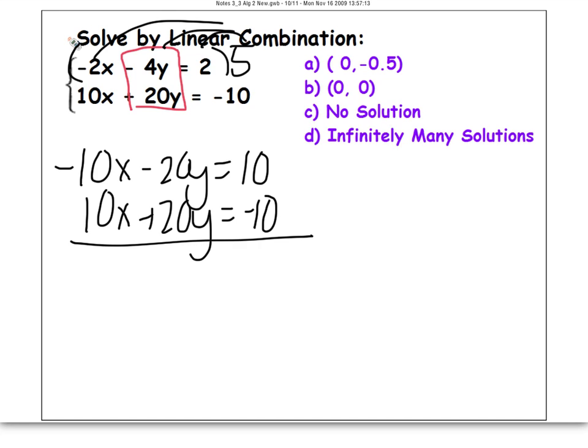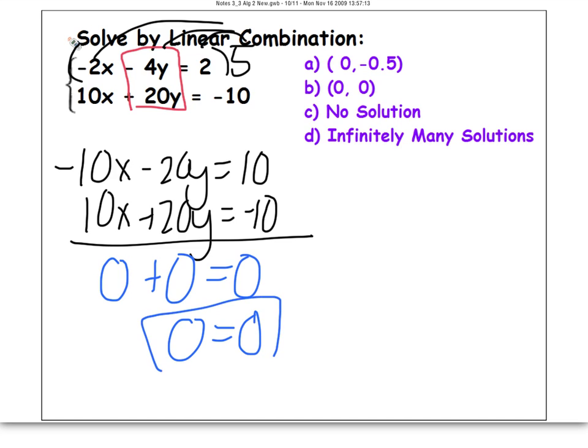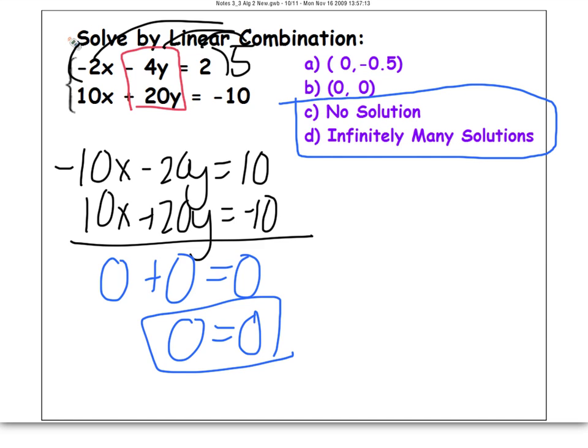If I add down, negative 10x plus 10x is 0. Negative 20y plus 20y is 0. 10 minus 10 is 0. What I'm left with is 0 equals 0. Again, it's a special case. The variables are gone, so it's either infinitely many or no solutions.